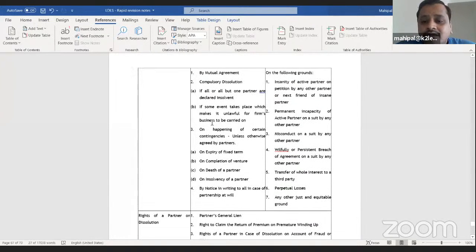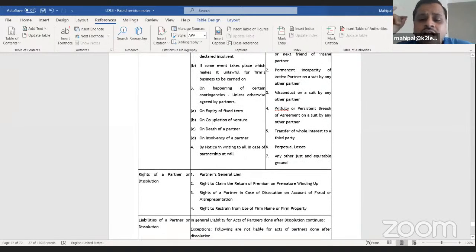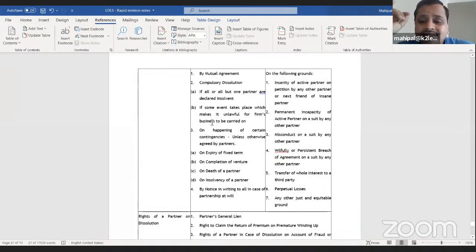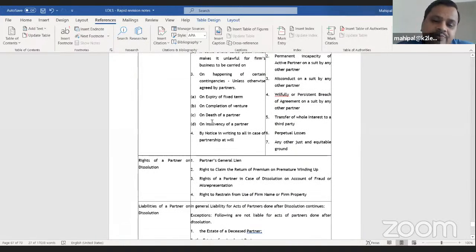notice. But sometimes some partners will not want to dissolve and a few other partners will want to dissolve. Then in such a case, they will approach the court. The court might decide the matter on the following grounds. Number one, if one of the active partners becomes insane. Second, if one of the active partners becomes personally incapable of conducting the business. Third, there is misconduct by the other partners. Fourth, there is a persistent breach of duty by the partners. Fifth, where the whole of the interest is transferred to a third party. Sixth, there are perpetual losses. And seventh, any other ground based on that.